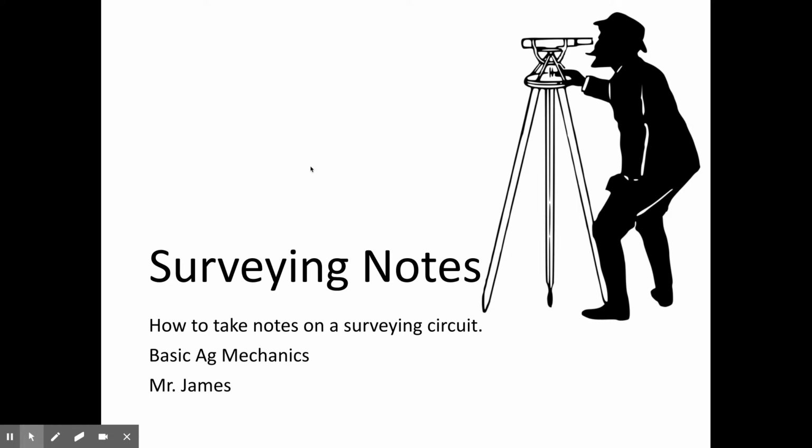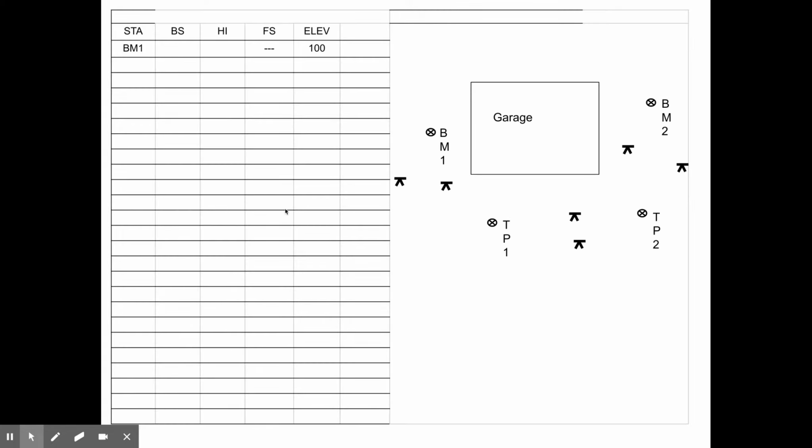All right, guys. Today we're going to talk about how we take surveying notes when we're out doing a circuit. This is going to be a basic circuit where we know the elevation at benchmark 1, and we're trying to determine the elevation at benchmark 2. With this garage in the way, we can't just simply shoot across, so we have to use some turning points, and we do a circuit going around.